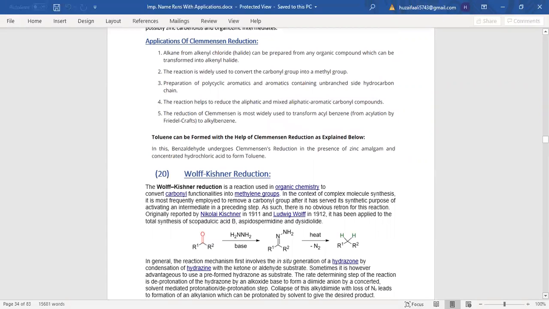Applications. Alkanes from alkyl chloride can be prepared from any organic compound which can be transformed into an alkyl halide. The reaction is widely used to convert the carbonyl group into a methyl group, in the preparation of polycyclic aromatics and aromatics containing unbranched side hydrocarbon chains. The reaction helps to reduce aliphatic and mixed aliphatic-aromatic carbonyl compounds. The Clemmensen reduction is most widely used to transform acylbenzene to alkylbenzene.